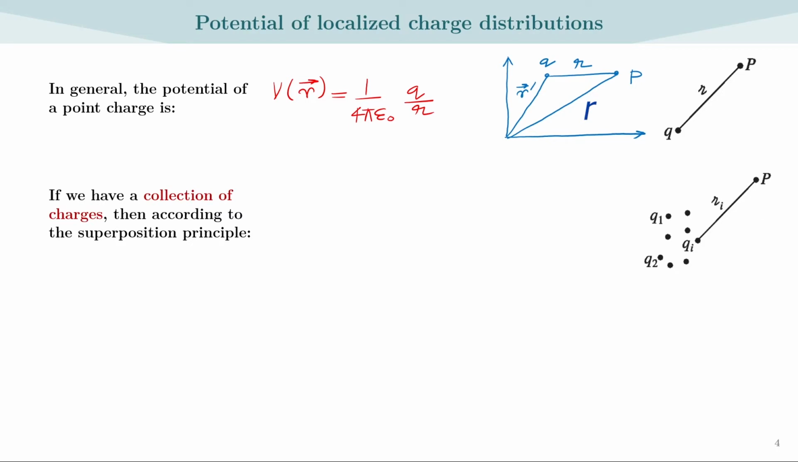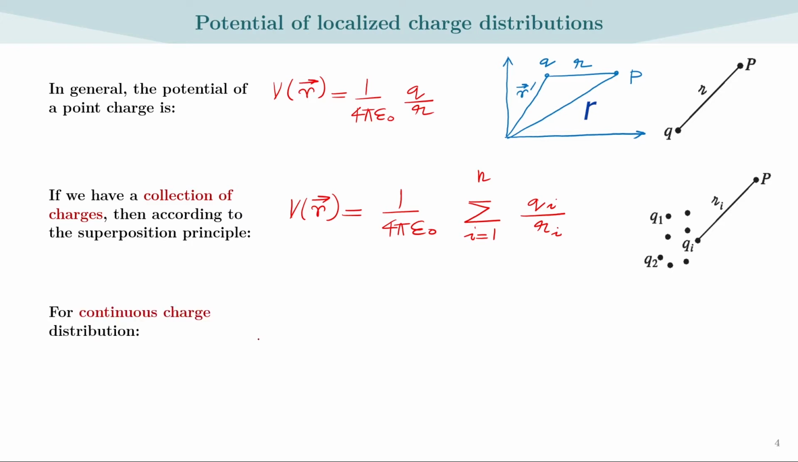Now, if we have a collection of charges, then according to the superposition principle, the potential is given by V(r) equals 1 over 4 pi epsilon 0 sum over i equals 1 to n of qi over script ri. And for a continuous charge distribution, the sum becomes an integral, so that V(r) becomes 1 over 4 pi epsilon 0 integral dq over script r.